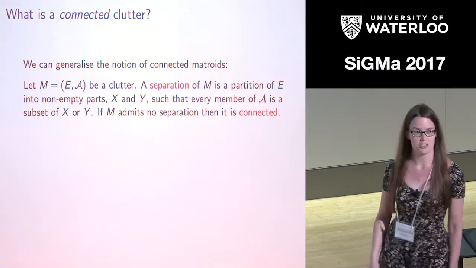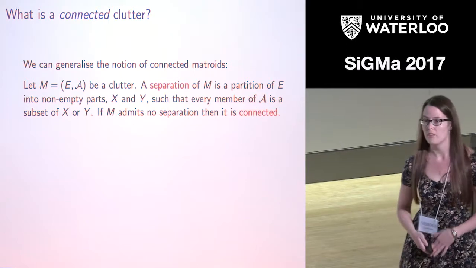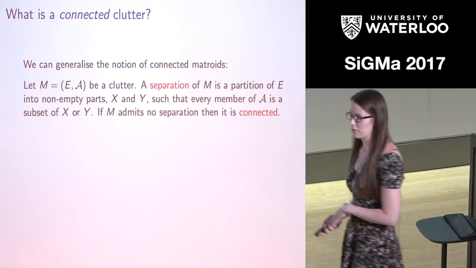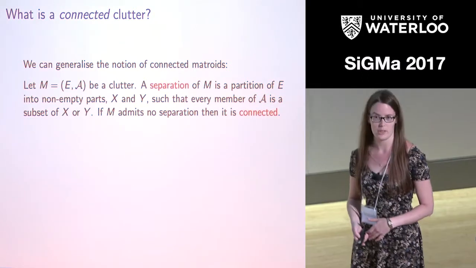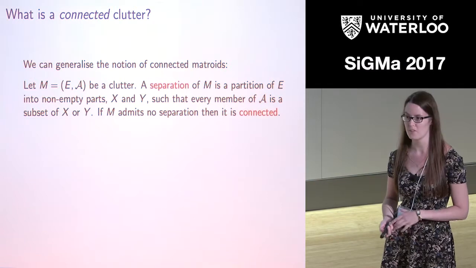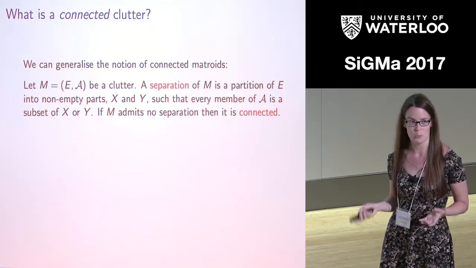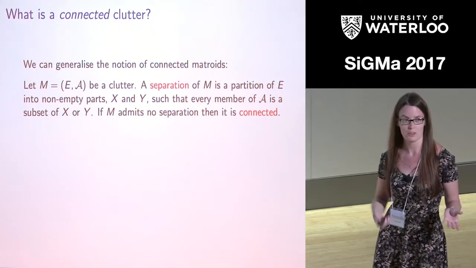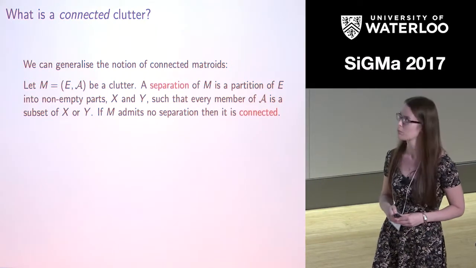In my title, I mentioned connected clutters, and these are just a generalization of connected matroids. So my clutter is going to be connected if and only if it has no separation. And by a separation, I mean a partition of the set E into two parts, so that every one of my subsets is either in the first part or it's in the second part.